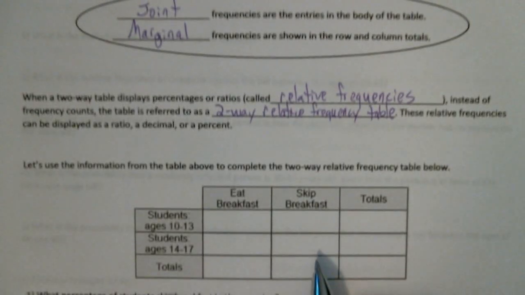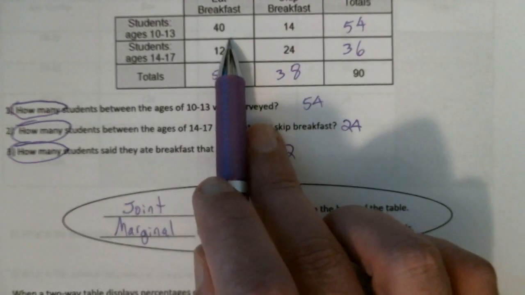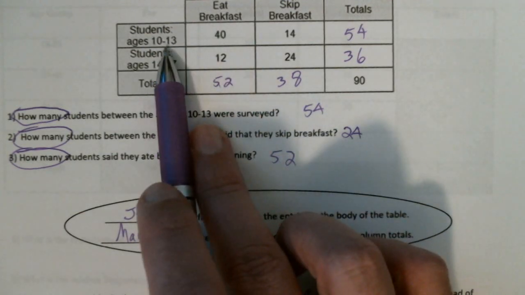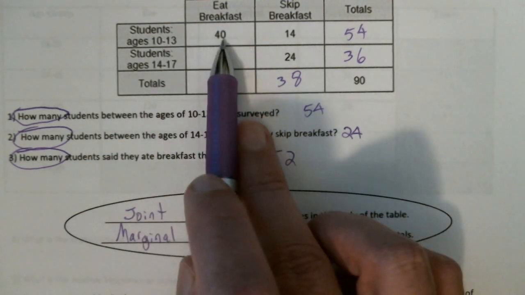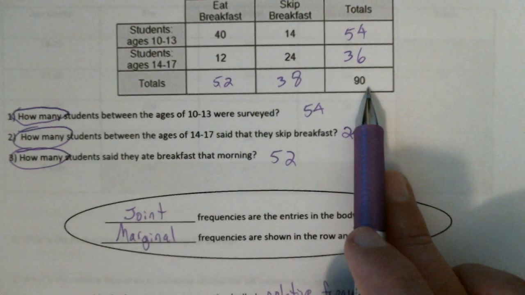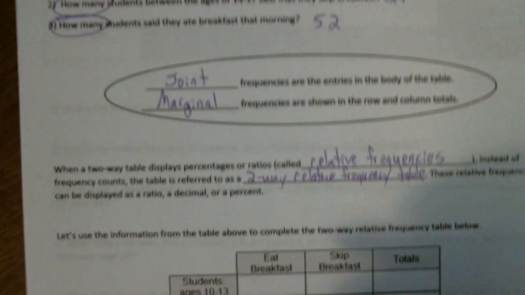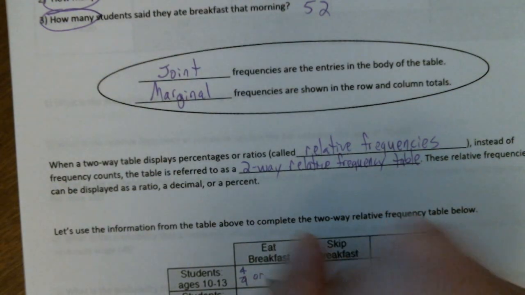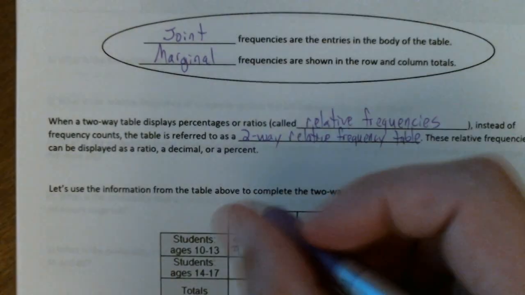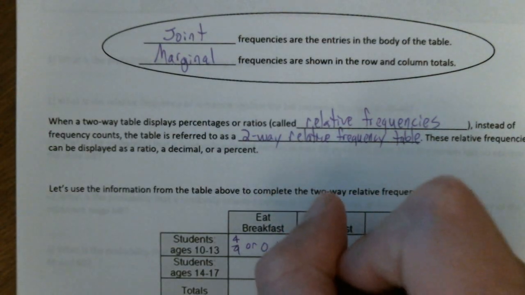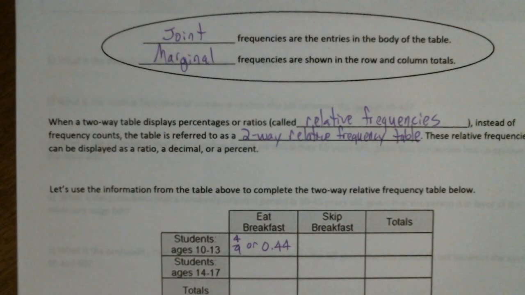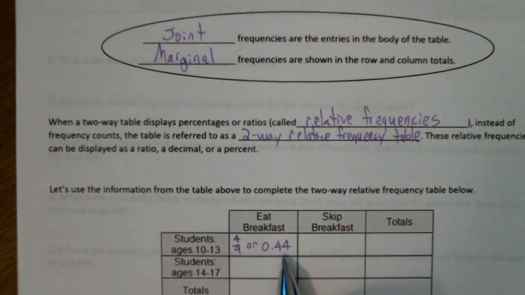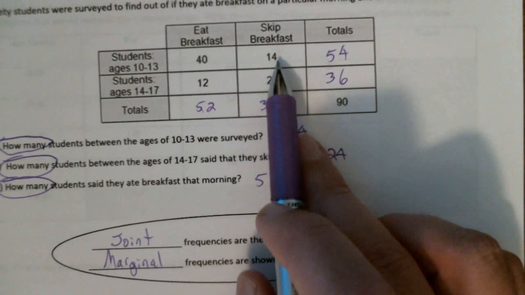Okay. So how do I actually create this? I'm going to take all these numbers and turn them into percentages. So how do I find the percentage of students between 10 and 13 that ate breakfast? I'm going to take that number and divide it by the total number of people we're talking about. So 40 divided by 90, that simplifies to 4/9, okay? If you type that in your calculator, 4 divided by 9, that comes out to be 0.44. So again, it can be a ratio, a decimal, or a percent. Okay, I could write 44% if I wanted to. And I'm just going to do that for each number.